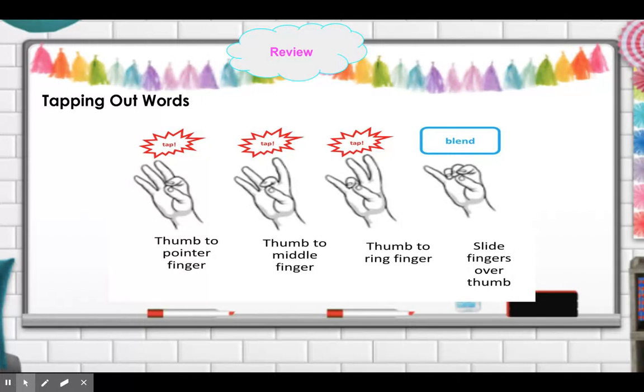Let's review tapping out our words. This is going to be really important today because we are going to be writing our own sentences. And we need to listen very carefully to the sentences and tap them out as we go. So remember, when we tap out words, we use our pointer finger and our thumb to tap the first sound. Then we use our middle finger and our thumb to tap the middle sound. Then we use our thumb and our ring finger to tap the last sound. And we blend them together by rubbing our thumb over our fingers.